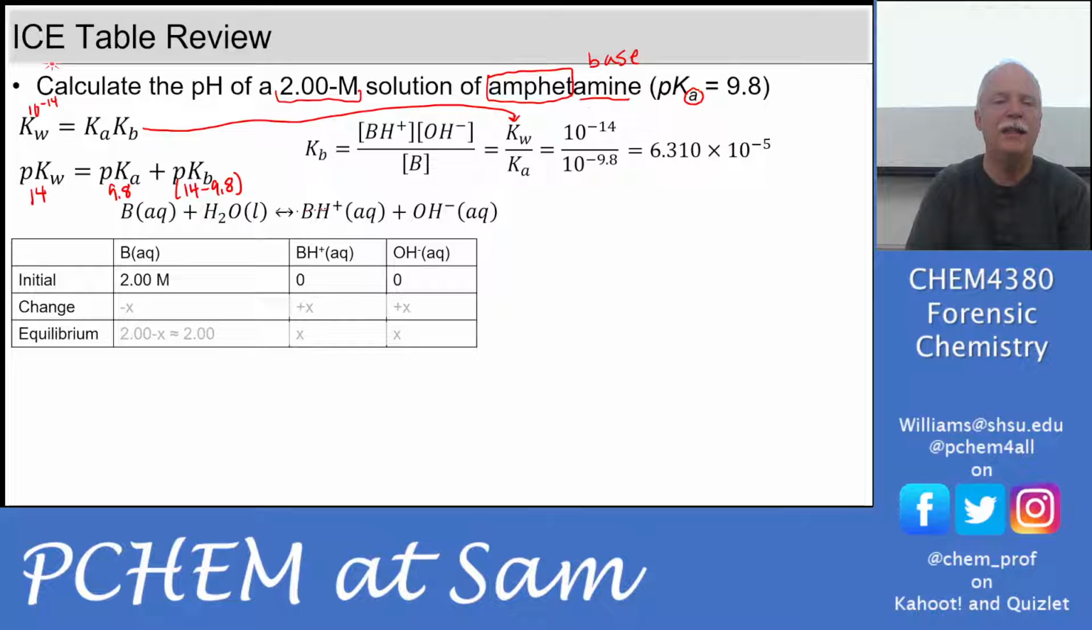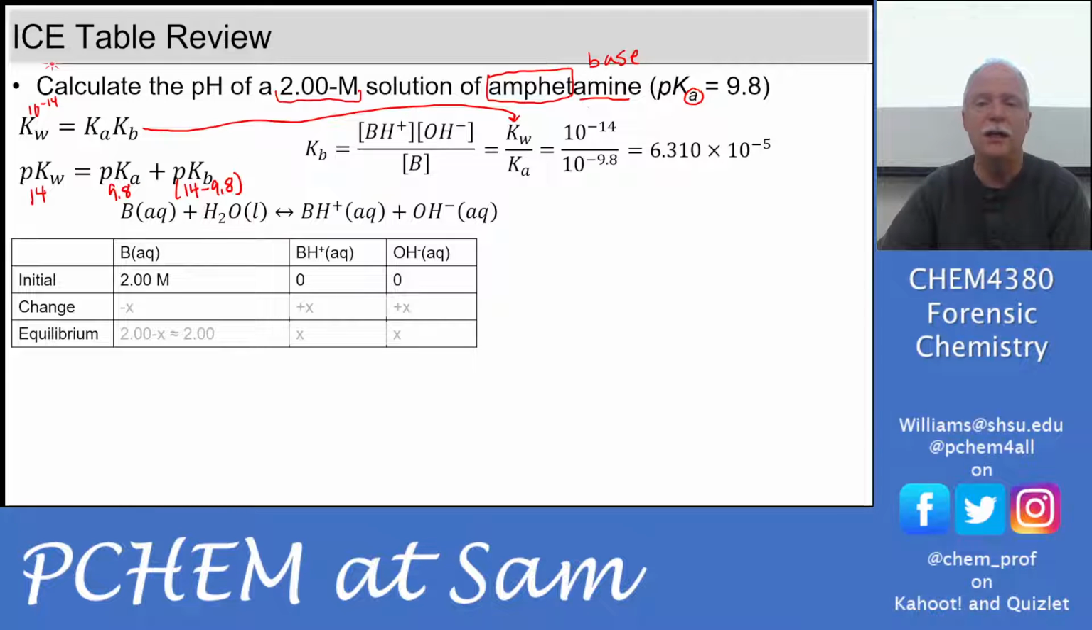Since we wrote the reaction in terms of a base, we have to use Kb. That's the key. You can't use Ka when you write the reaction as a base. How do I know I'm writing it as a base? Well, this is the base, and it's stealing a proton from water. Bases are proton acceptors. So it's accepting a proton from water and producing hydroxide and becoming protonated.